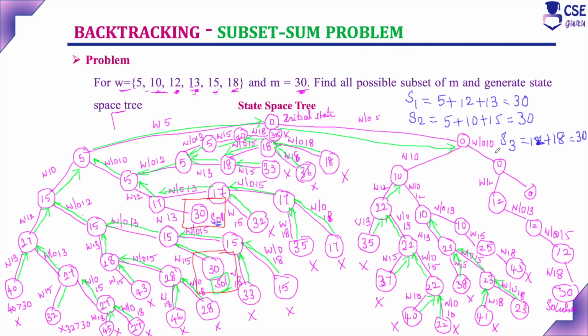So this is the procedure to construct the state space tree to implement the subset sum problem using the backtracking technique.